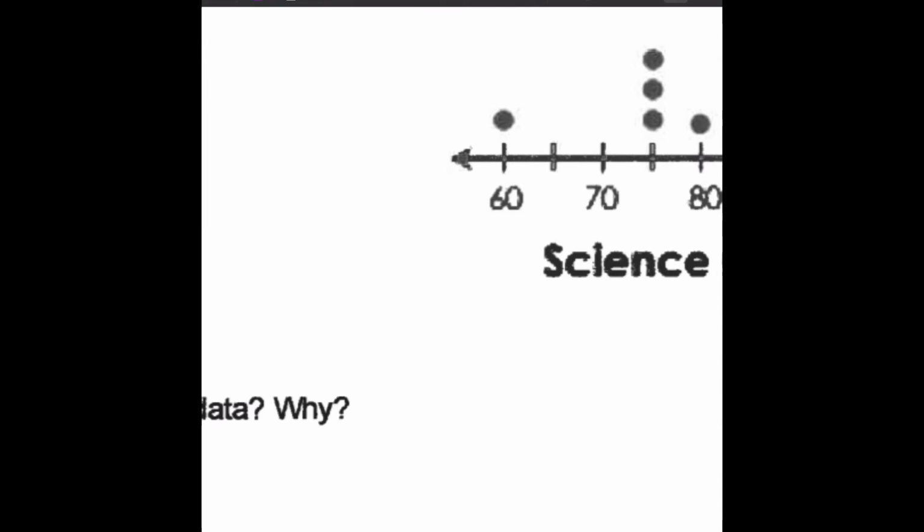Okay, moving on to page 3. Number 2, the dot plot on the right represents Ryland's science grades this quarter. Identify the following. Again, we're talking about the mean, median, mode, range, but we're also going to answer this question, which measure of center best represents the data and why? Okay, so to find the mean, we know we need to add everything up, and then we need to divide by the number of points.